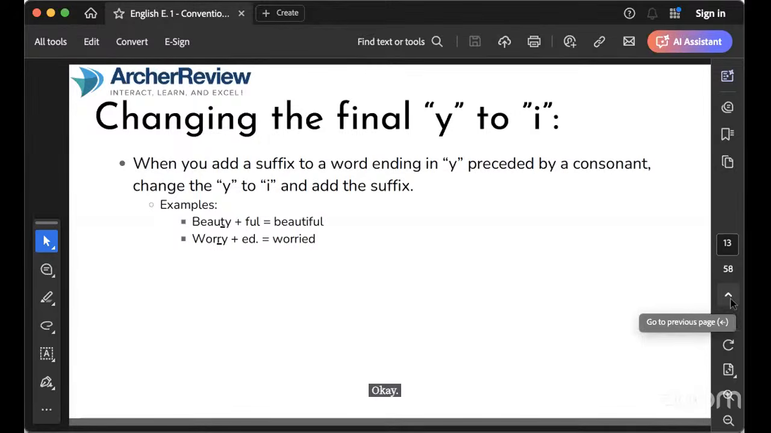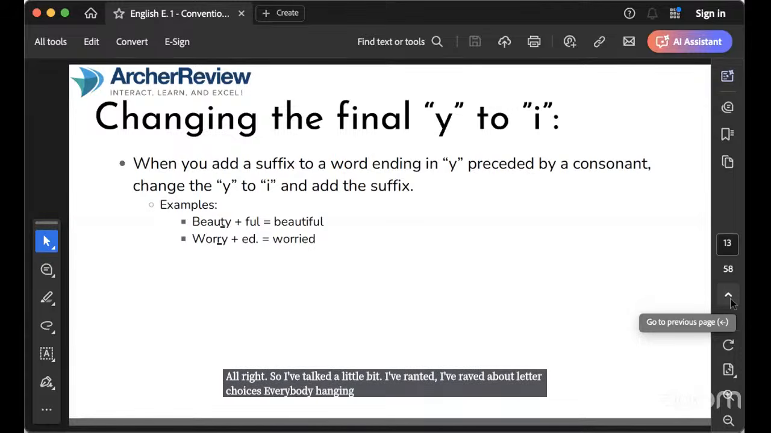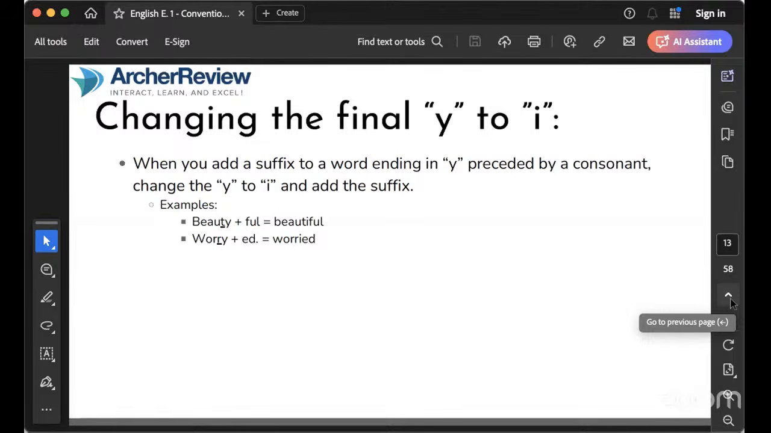All right. So I've talked a little bit. I've ranted, I've raved about letter choices. Everybody hanging in okay? All right.